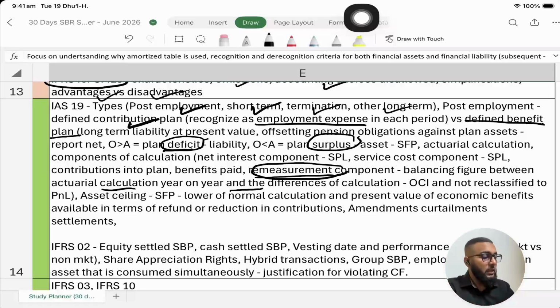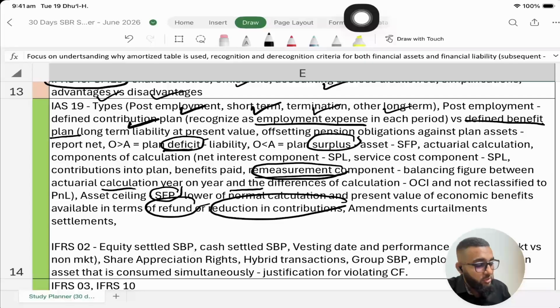Okay, back to P&L. Then the asset ceiling. There's an asset ceiling test that you are supposed to know about, and how it impacts the statement of financial position. Asset ceiling requires the lower of the normal calculation and the present value of economic benefits available in terms of refund or reduction in contributions.